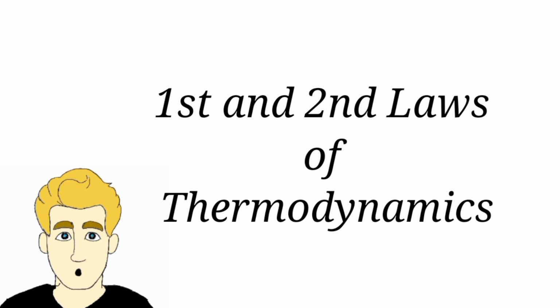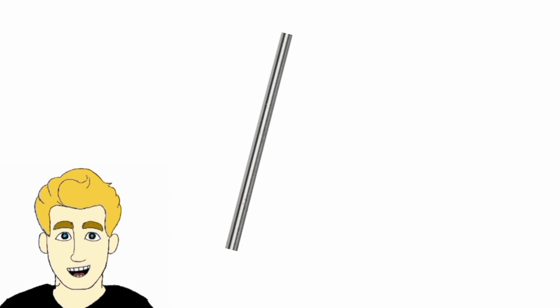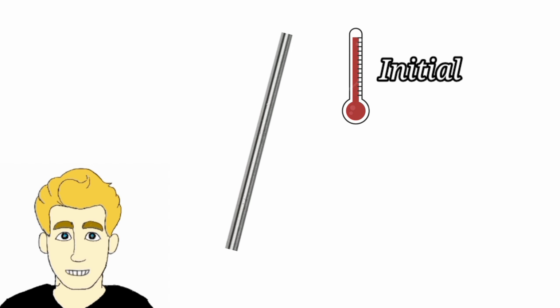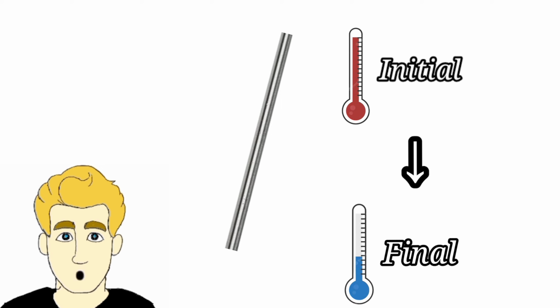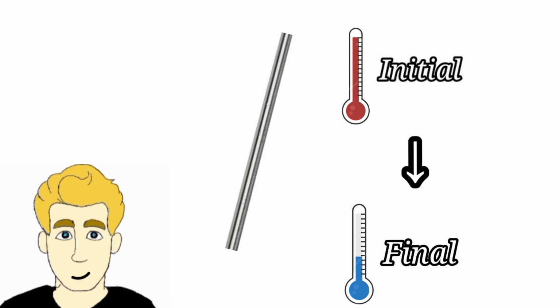Now, let's explore the first and second laws of thermodynamics using one of the 3 rods. We'll focus on the iron rod we used, which we know to be initially heated and thus hot. If we allow it to sit for a minute, we can observe that the iron rod gradually loses its heat and transitions to a state of higher entropy.